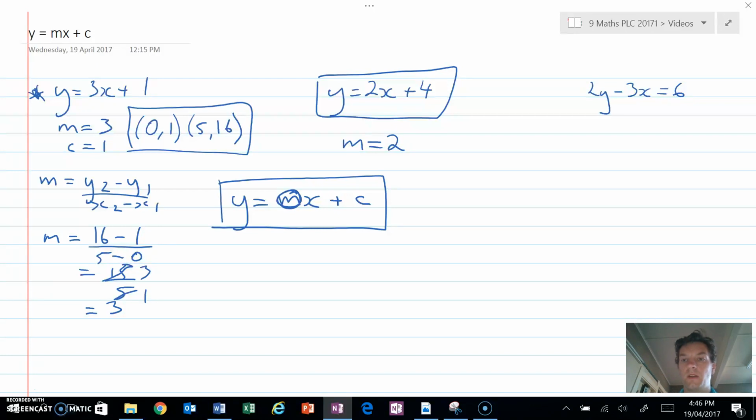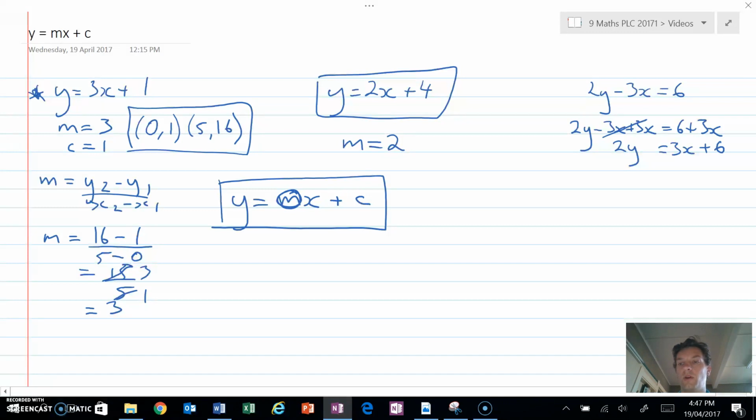So we're just going to have to do some rearranging so that we can find out the gradient of this particular equation. So first of all, we've got to get 2y by itself on the one side of the equal sign. So to do that, we can go 2y minus 3x plus 3x equals 6 plus 3x. So what I've done is I'm adding 3x to both sides. They obviously cancel each other out, so we get 2y equals 3x plus 6. Okay, so we're getting close.